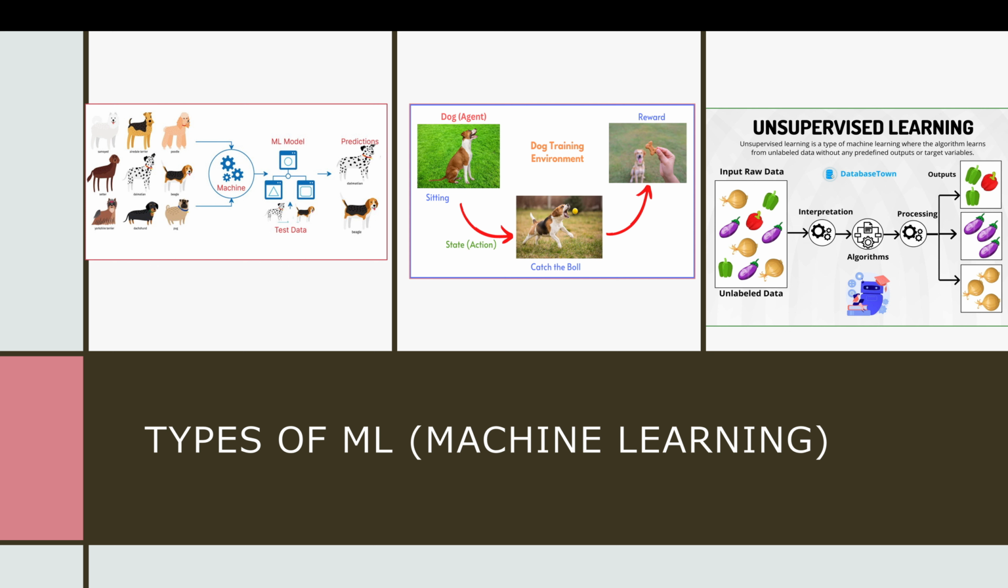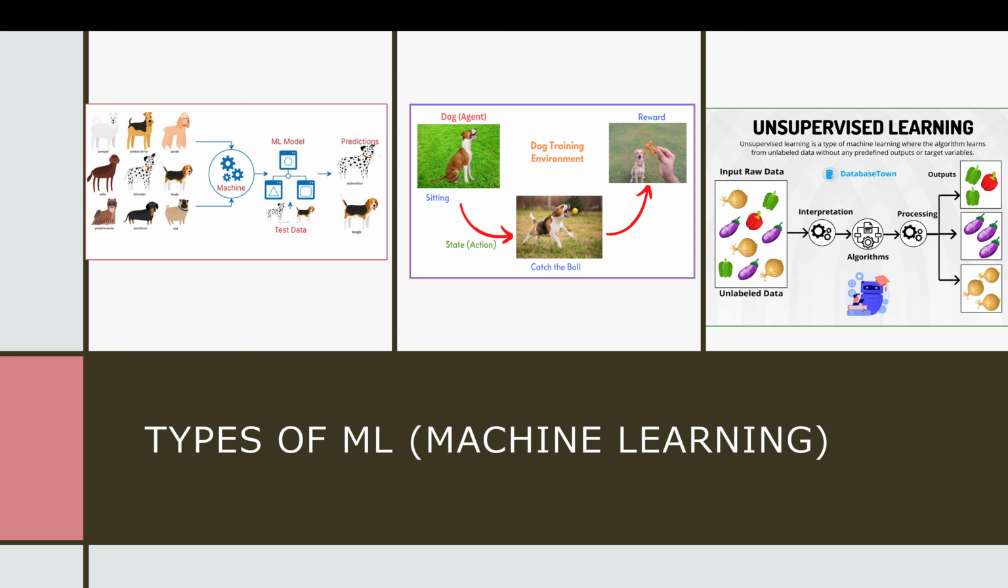Supervised learning. Think of this as teaching a computer with examples. For instance, you give it a set of data where you know the input, for example, a picture of a dog, and the output, the label dog. The computer learns to predict the output from new inputs.